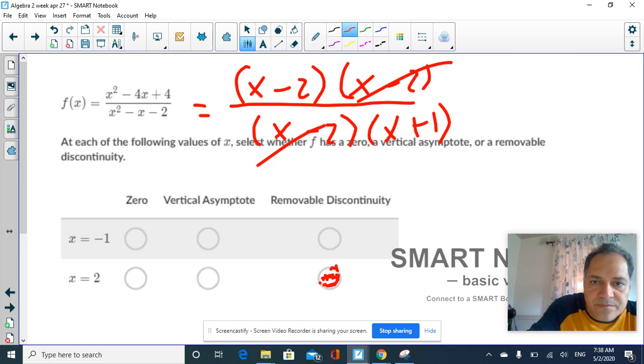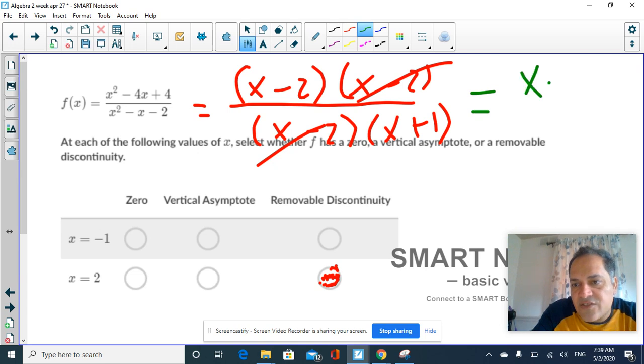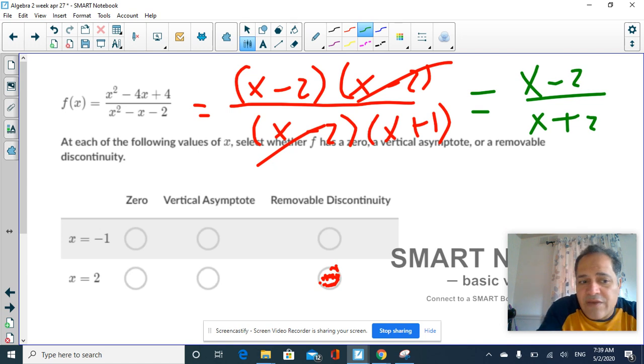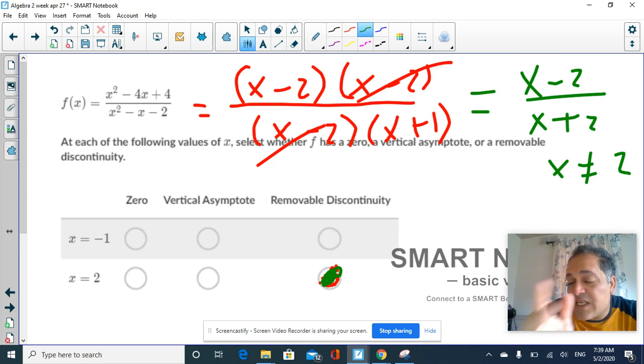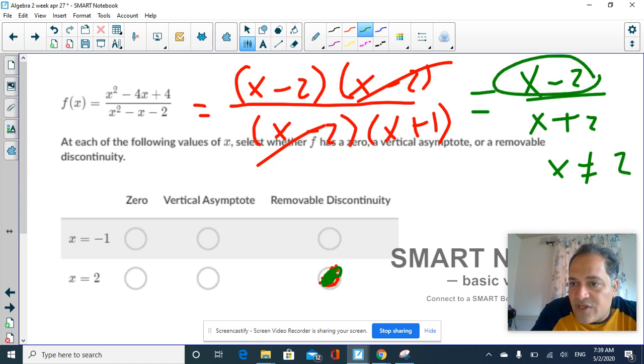Okay? Now you have x minus 2 over x plus 1. Don't forget at x equal 2, we don't have zeros, because x equal 2 is a removable discontinuity first. Because we write a condition x never equals 2. Yes? Because x equal 2 does not belong to your domain. So you can't plug in x equal 2 into your function again. So we don't have zeros here, okay? Because at x equal 2, we have what?